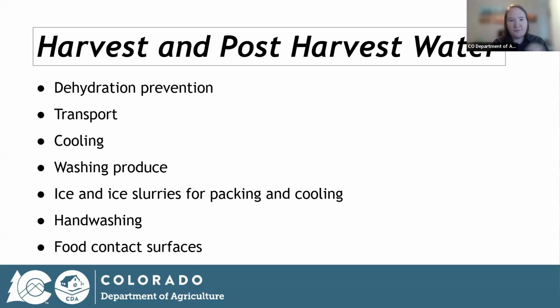And then, of course, also food contact surfaces. So any of your harvest bins, so if you're cleaning them right, which you should be doing, so any of your equipment, if you use any of that. So anything along these lines, this is what's harvest and post-harvest water. If you use water to do any of these, it has to meet those requirements.